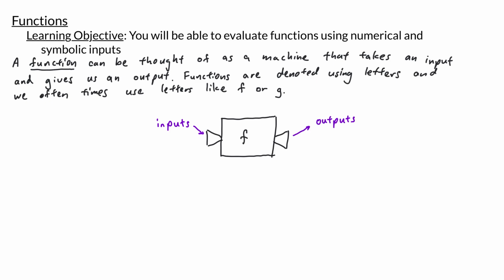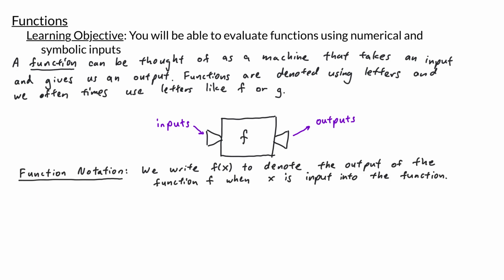When working with functions, we use a specific notation for the outputs of a function. We write f of x to denote the output of the function f when x is input into the function. This is called function notation. So, for example, if we take the number 2 and we plug it into the function, then the output that we get we will denote as f of 2. As another example, if we plug in a number like -3 into the function as the input, then the output we would denote as f of -3.